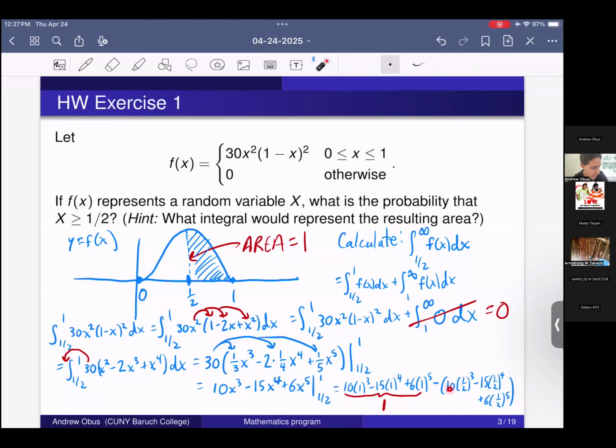And what is this? This is 10/8 minus 15/16 plus 6 over 32. Let me just do that on a calculator quickly because it's not that interesting. 10/8 minus 15/16 plus 6/32 is exactly 1/2. So this over here turns out to be exactly 1/2. And so for the final result, we get 1 minus 1/2, which is 1/2. Unfortunately, I've run out of space here, but the final result is going to be 1/2.